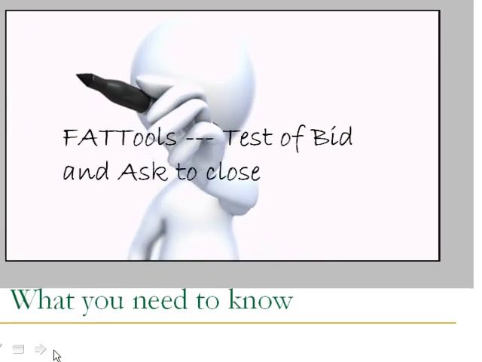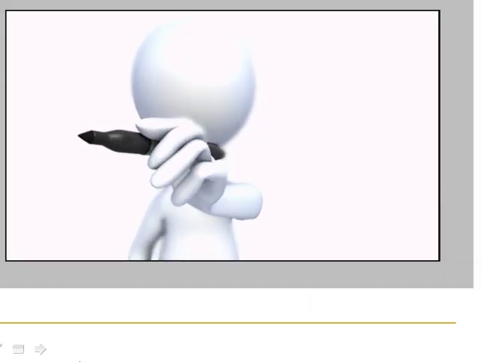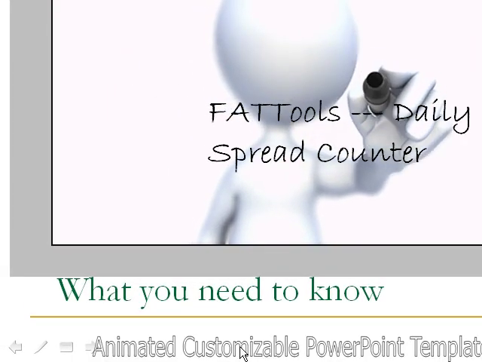Now, let's go in and look at this. We'll go one slide forward. MetaTrader charts are bid charts, and this EA is designed to look at the close of the bar and make sure that it matches. And its purpose is to test new dealing desks. We don't use it all the time. Okay, now this is the next one. This is the spread counter, all right?